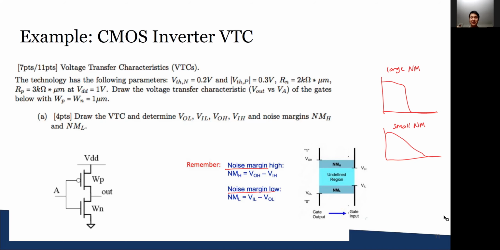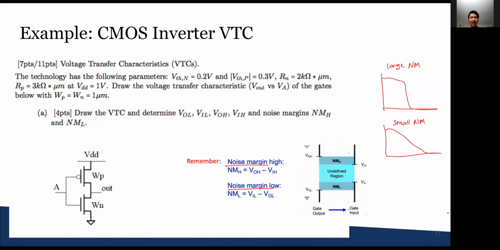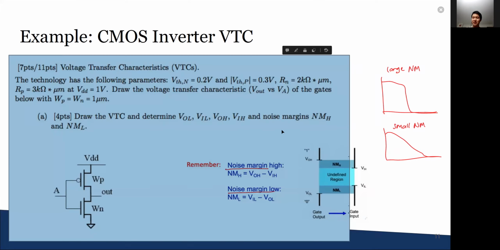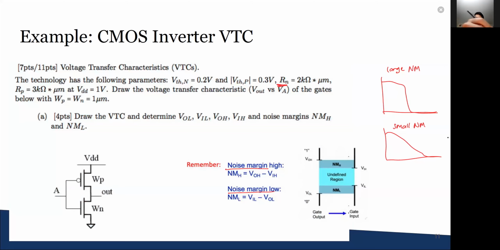So I will try to go through this example pretty quickly in the interest of time. In this question, we are trying to draw the voltage transfer characteristic of this particular inverter with these parameters. What we see is that we have an N resistance and a P resistance, which are slightly different from each other. And they are supposedly constant for this supply equal to 1 volt. So what does this tell us?